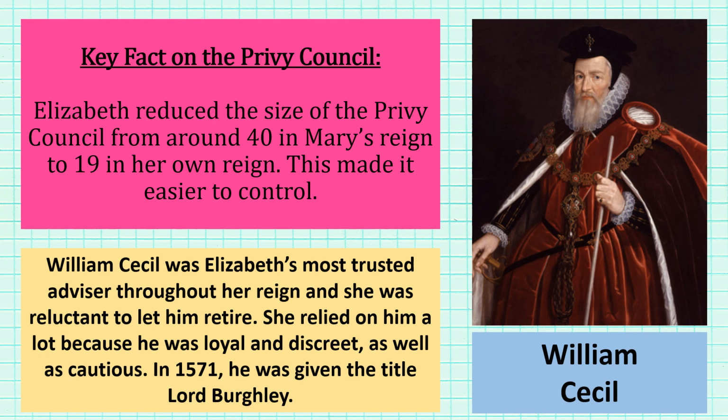One thing that's worth bearing in mind regarding Elizabeth's advice and the Privy Council is that she reduces the influence that it had in Mary's reign. So Mary had about 40 people in her Privy Council. Elizabeth takes that down to 19 because she thinks that would make it easier to control. There's such a thing as too much advice, and she wants to make sure that the advice she's getting is from people that she really does value and really does rate.